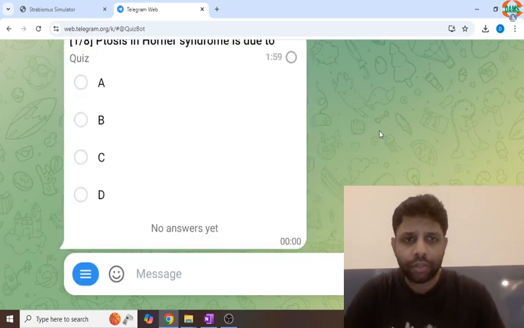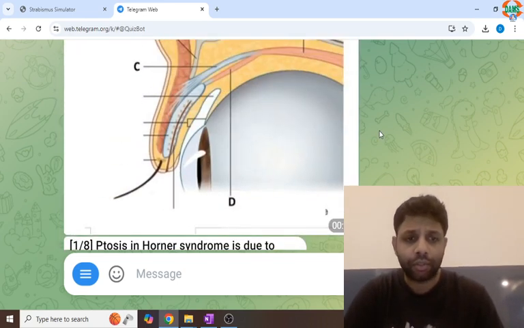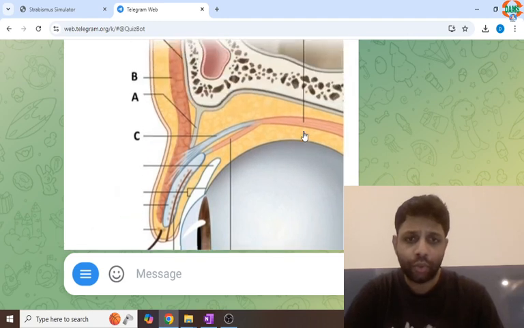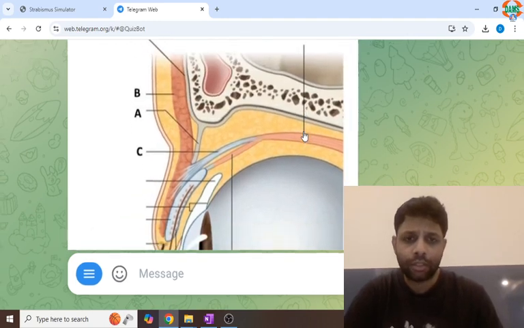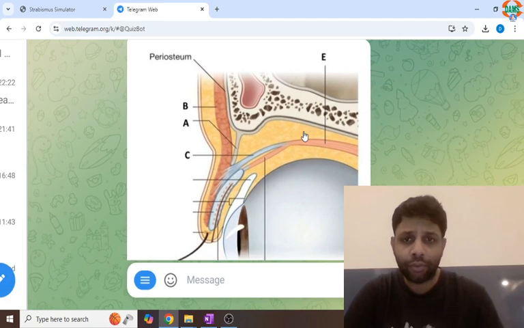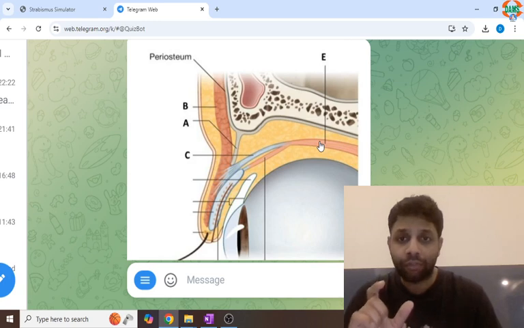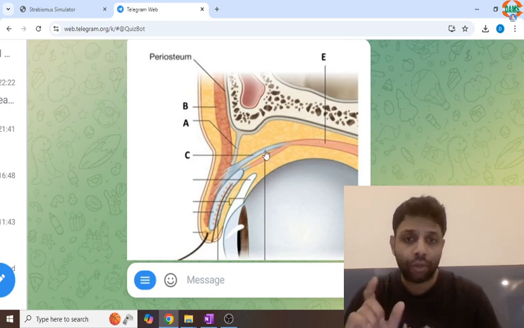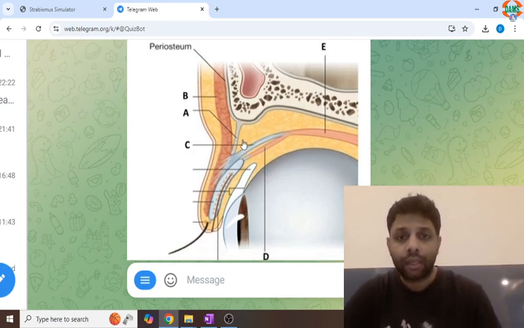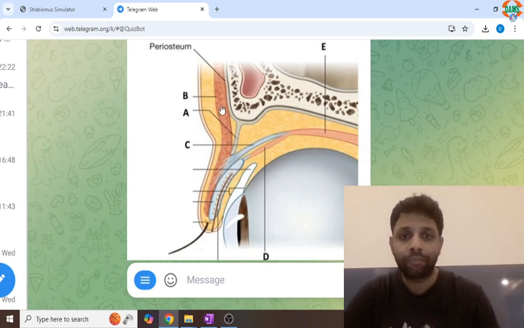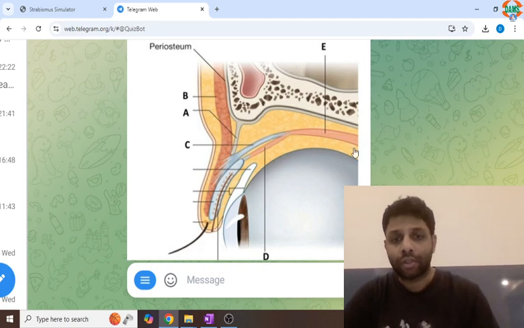So the first question is an image question. Ptosis in Horner syndrome is due to which of the following? This is an upper eyelid lateral view in which E is the levator palpebrae superioris, the belly of that muscle. C is the aponeurosis, meaning the tendon of the levator muscle. A is the orbital septum, coming from the periosteum to the tarsus. B is the orbicularis oculi muscle. And the answer to this question is D.